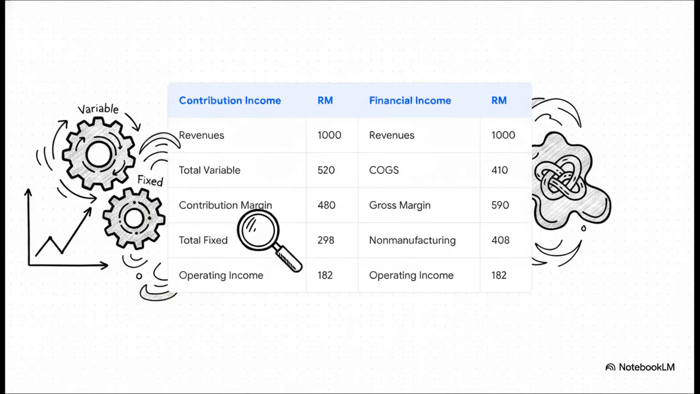This is exactly why traditional financial accounting can be a little misleading. It heavily mixes fixed and variable costs together under gross margin. But a contribution income statement splits costs entirely by how they behave, variable versus fixed. This format is what lets us actually see that operating leverage in action. It exposes the operational truth that traditional accounting often hides.